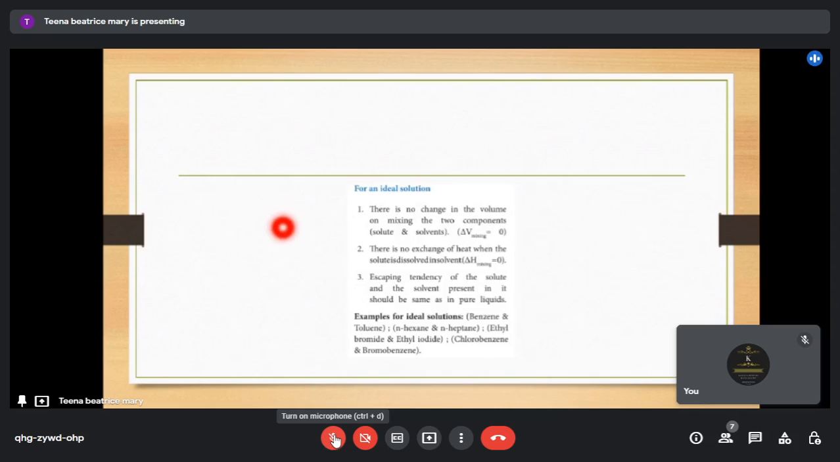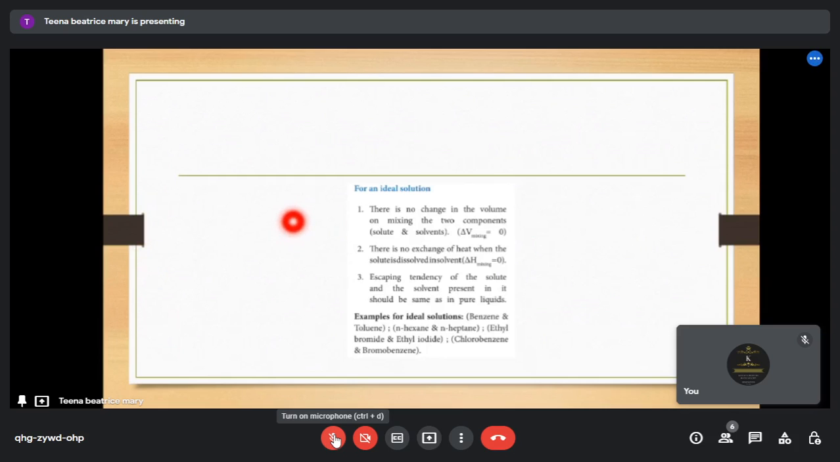So now, if a solution is an ideal solution, what criteria does it satisfy? When a solution behaves as an ideal solution, there is no change in the volume. However you mix the two components, the solute and solvent, there will be no change in volume. If there is no change in volume, then it is said to be an ideal solution. That is, delta V mixing is equal to 0.